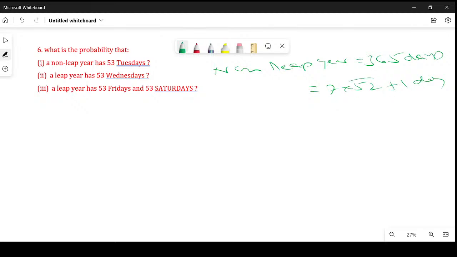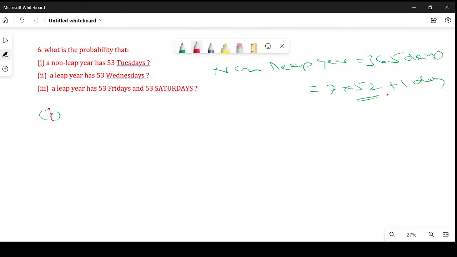That means 52 weeks plus 1 day. I have written 7 into 52, so this is 52 weeks plus 1 day. I am talking about the non-leap year first. Leap year means you will get 366 days, 7 into 52 plus 2 days.